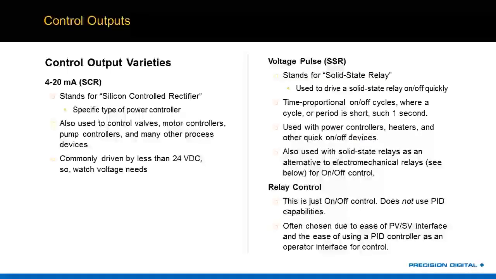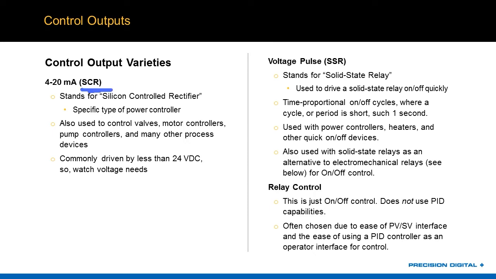That's understood. Most people seem to get that. The control output types, though, I see a lot of confusion around. So let's talk about those for a moment. Your control outputs are usually 3 major types. You've got what's called SCR. That's the term you're going to see in manuals and specifications and ordering guides and things like that. Well, SCR just means it's a 4 to 20 milliamp output.